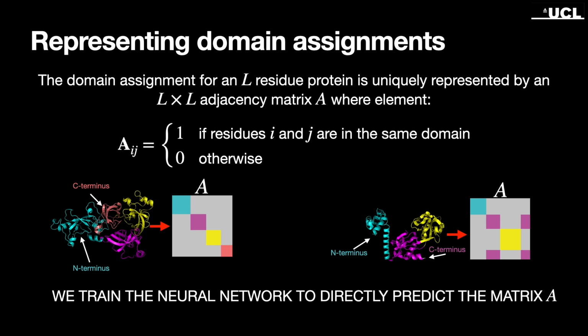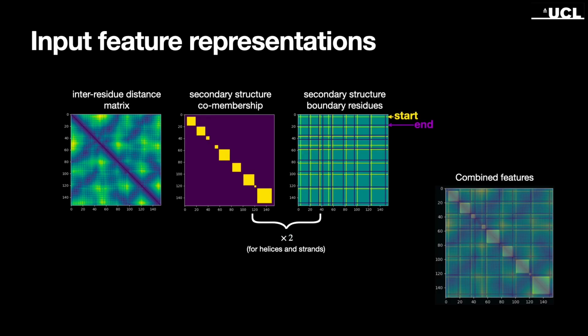In cases where the domains are contiguous, such as that on the left, that gives rise to this block diagonal structure. And in cases where you have non-contiguous domains, you get this off-diagonal pattern as represented by the non-contiguous domain in magenta on the right. And so we train the neural network to directly predict this adjacency matrix.